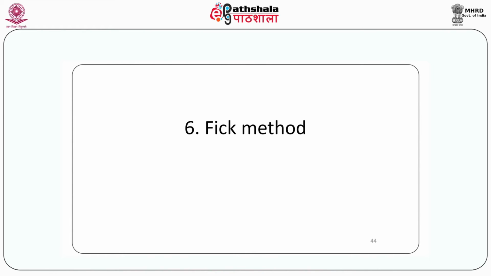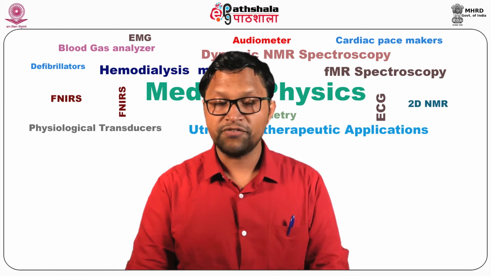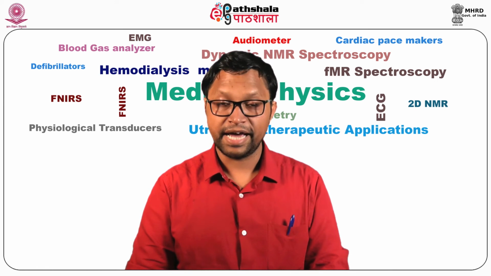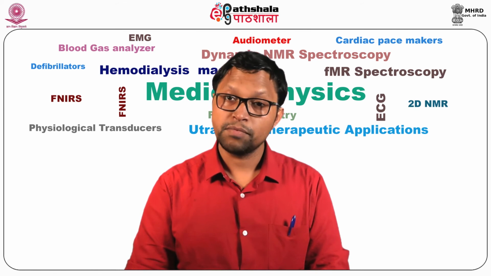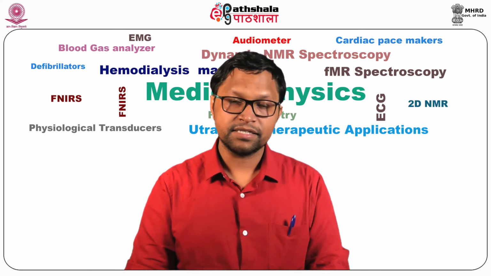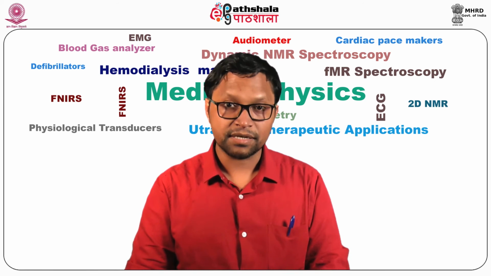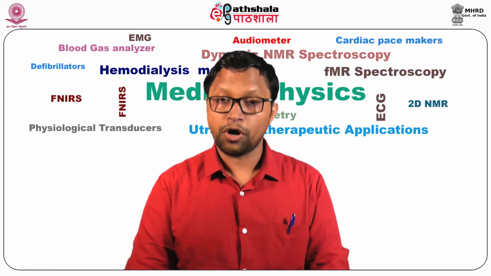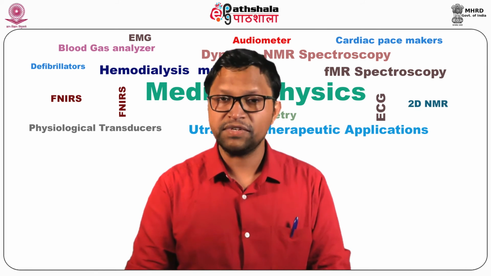The Fick method is one of the oldest methods of determining the cardiac output. This can also be used to determine blood flow to any organ. The Fick principle is simple and it is based on the amount of substance consumed or produced by the organ. It says that the total uptake or release of a substance by the organ is equal to the product of the blood flow to the organ and the arterial venous concentration difference of the substance.